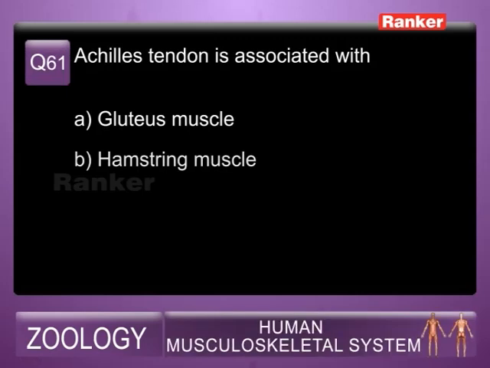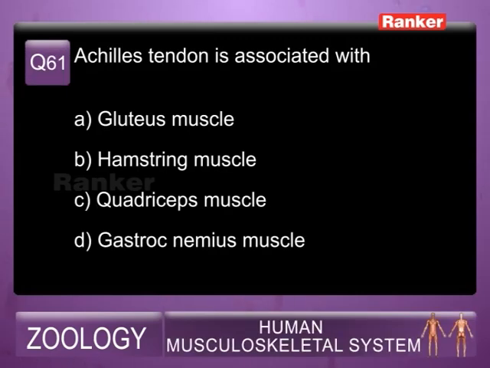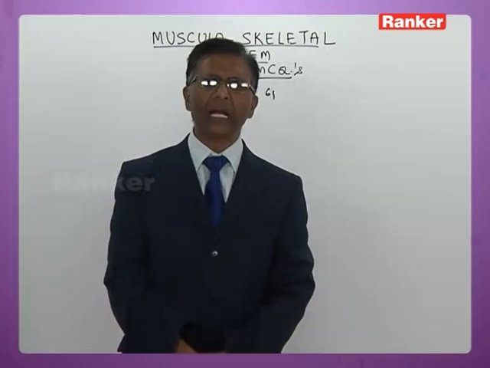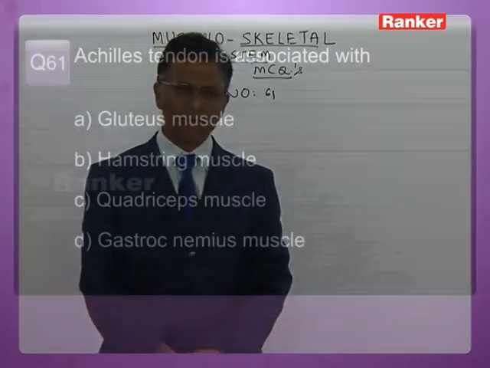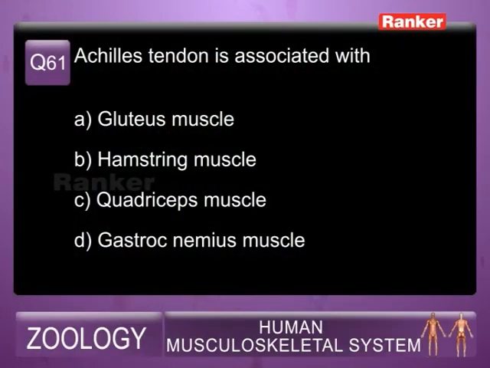61. Achilles tendon is associated with A, gluteus muscle, B, hamstring muscle, C, quadriceps muscle, D, gastrocnemius muscle. Achilles tendon is due to inflammation of the gastrocnemius muscle of the calf. So the answer is D.